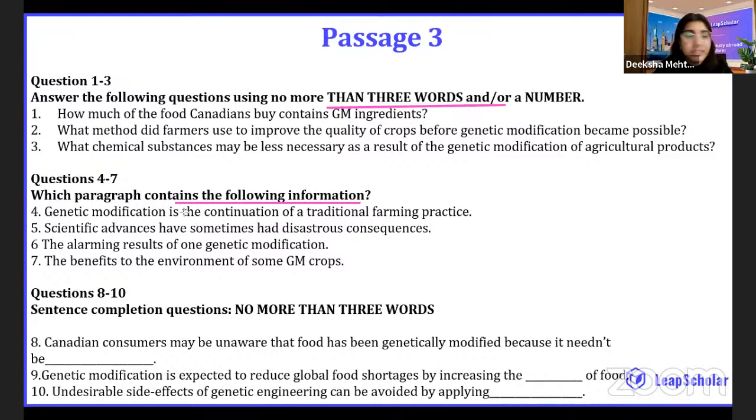What is this question called? Matching headings? No, not matching heading. Very good. Matching information. Perfect. So this is quite similar to matching heading. So if I were you, I would do this at the end. All right. And the last one is sentence completion question. All right. Perfect.